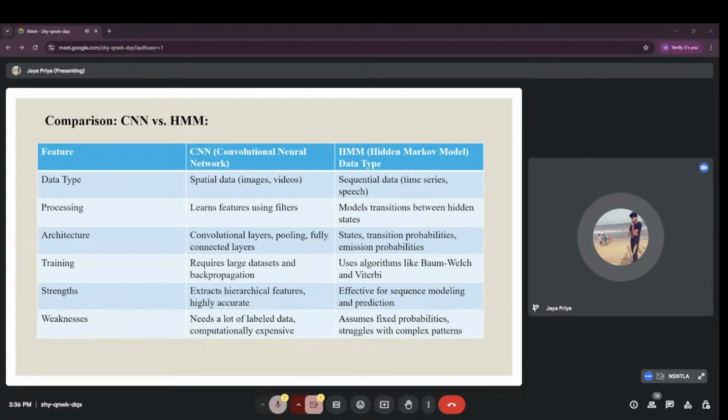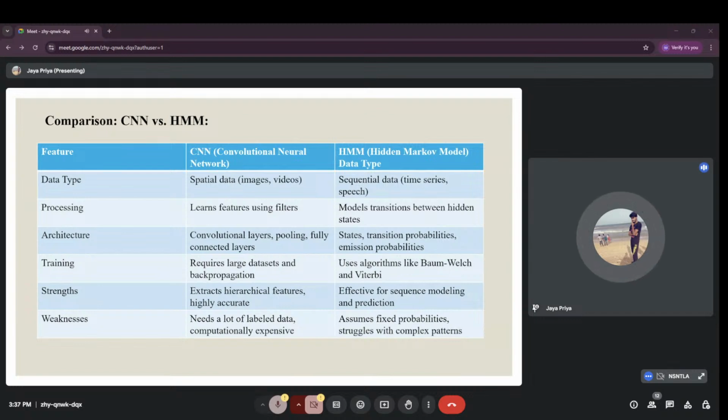For example, recognizing faces in photos. But the Hidden Markov Model works with sequential data, for example, predicting the next word in speech recognition. For processing, a convolutional neural network uses filters to detect patterns like edges and structures. But the Hidden Markov Model uses probability to model sequences, assuming the next state depends on the previous state.